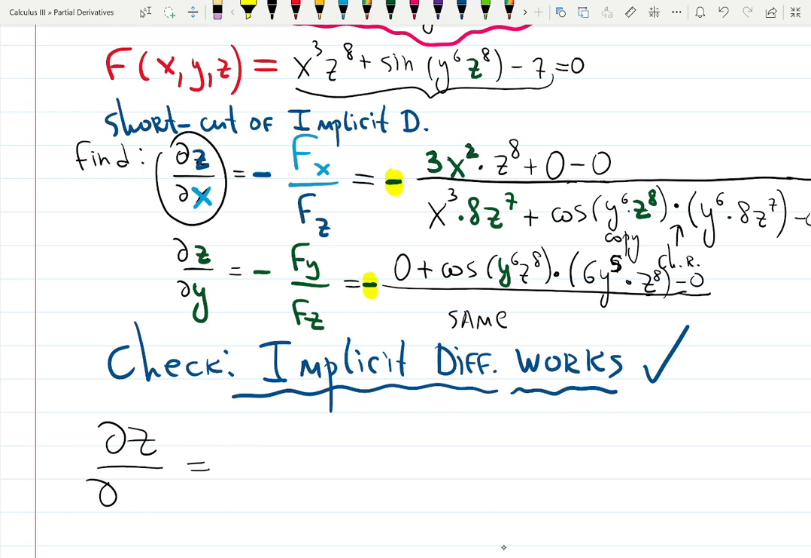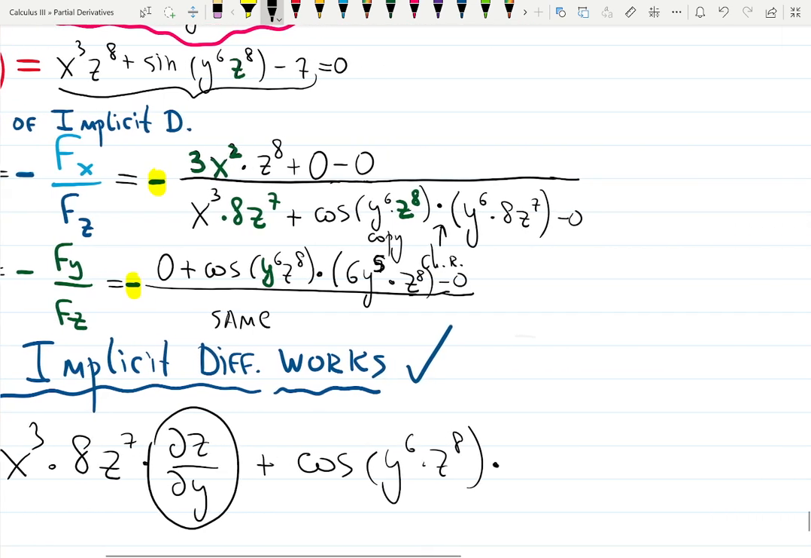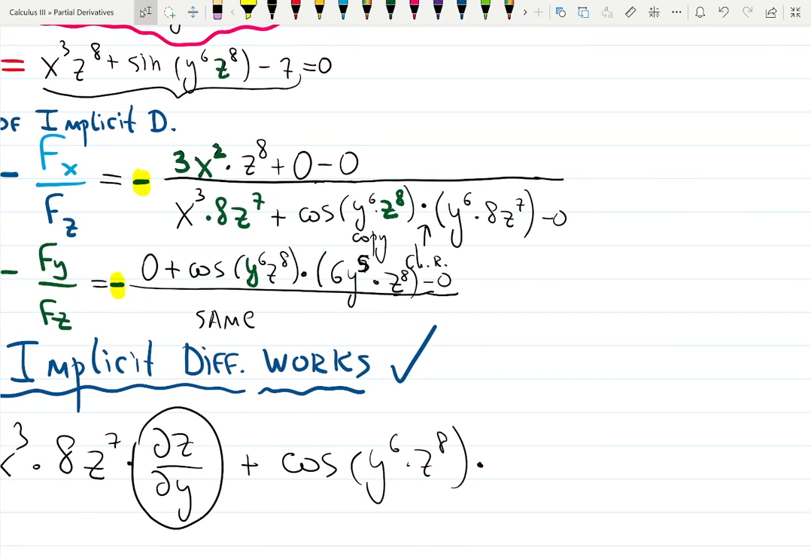We are differentiating with respect to y. X cubed now is a constant. Z is a function that depends on y. So you have to differentiate both z and y as functions. 8z to the 7 times dz with respect to y. And you will have to solve for this at some point, right? Check if I'm doing right. Plus derivative of sine is cosine. Copy things inside. Times derivative of the function inside. Y and z are both variables, so now it's a product rule. That's why I did not want to do that.